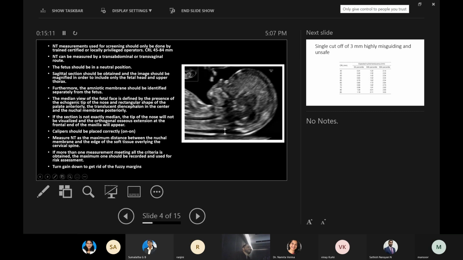Okay, now what if the mid-sag plane is not there? If the plane is not mid-sagittal, then you see the zygomatic process of the maxilla here. Extra bone, that is, instead of lucency, you'll see bone over here.